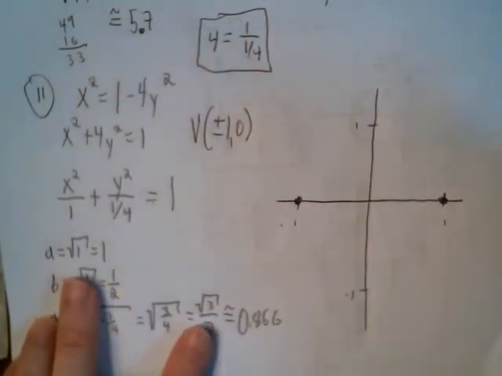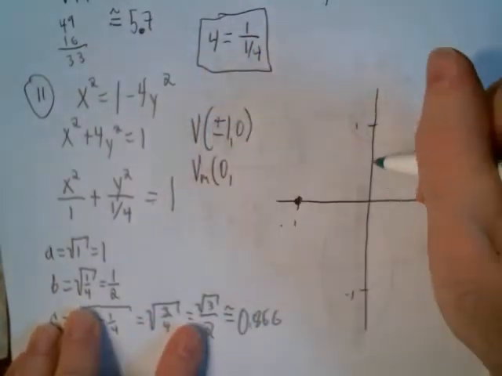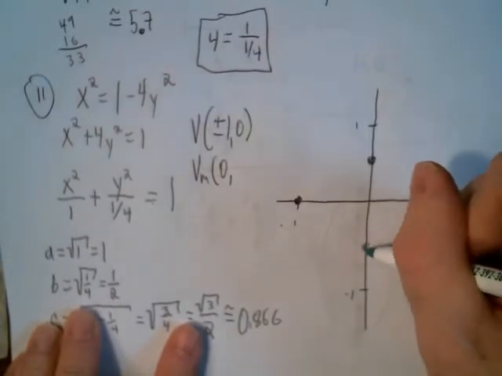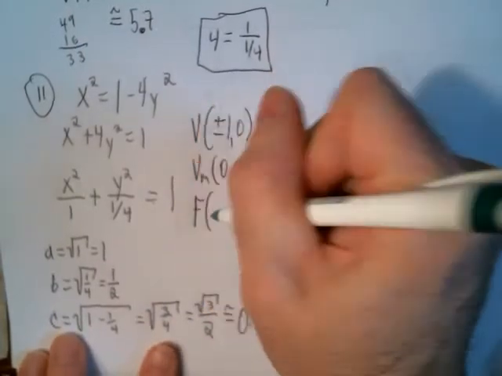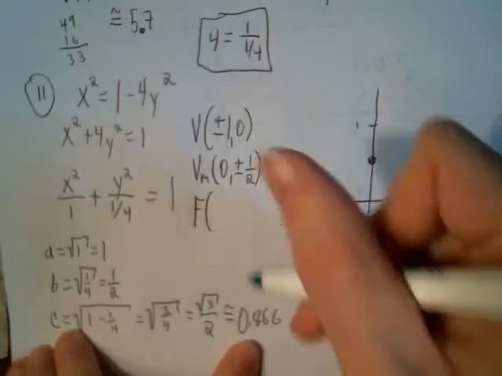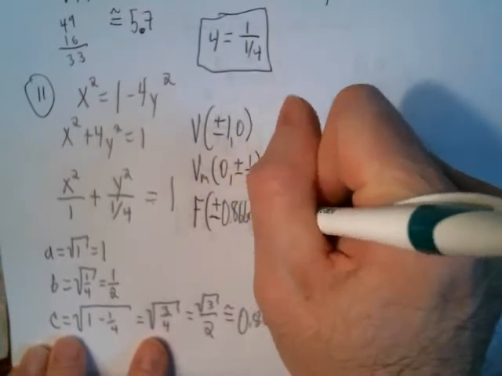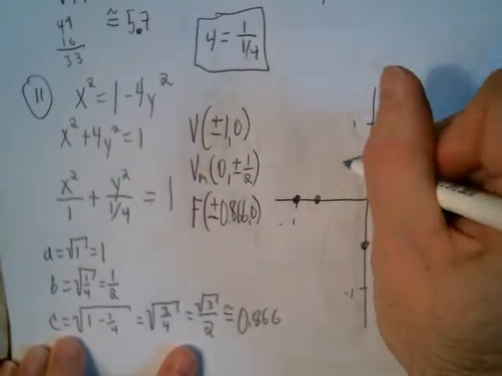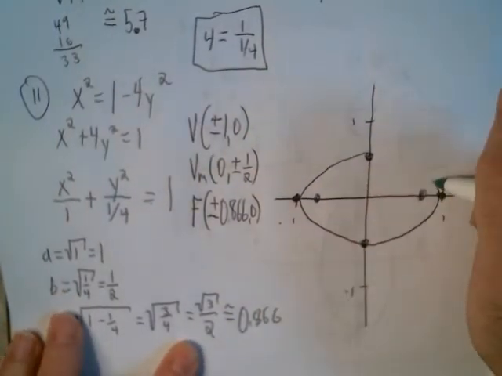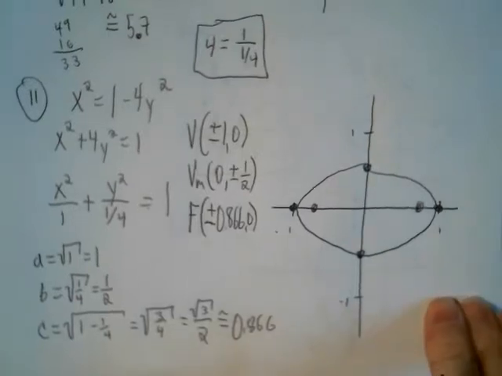And then the minor vertices will be at 0, 1/2, and then 0, -1/2. And then the foci points will be at plus or minus 0.866. Okay, so we'll go over here or over here, and then connect your vertices, and you're done. Okay, so this is plotting.